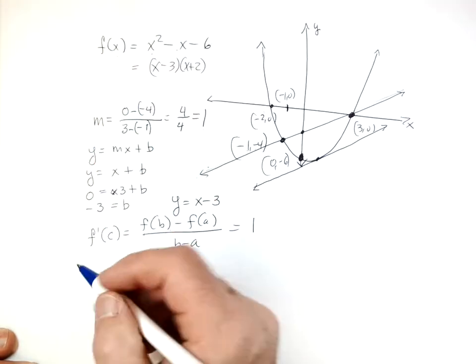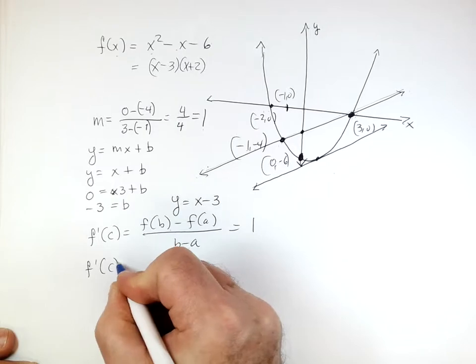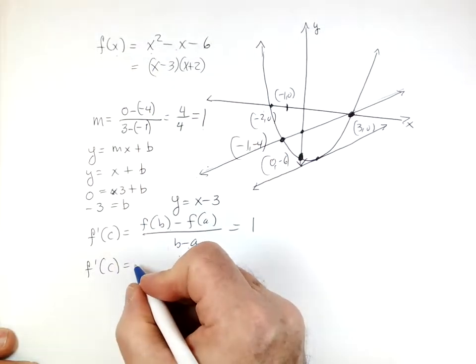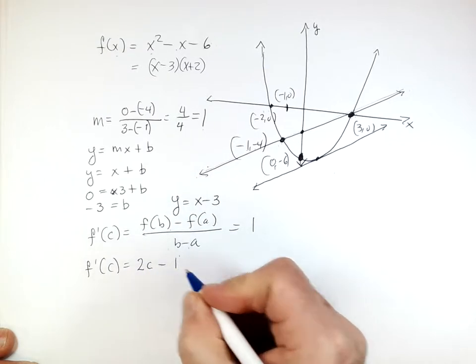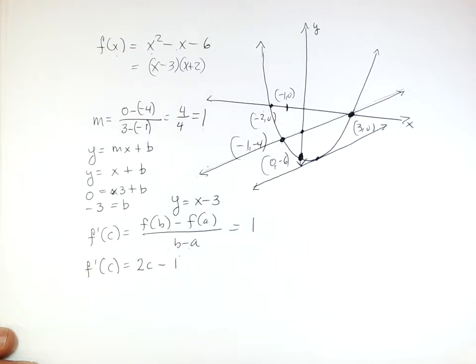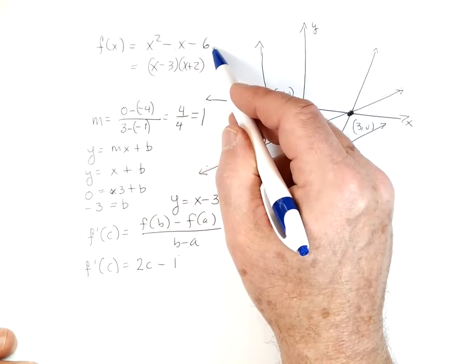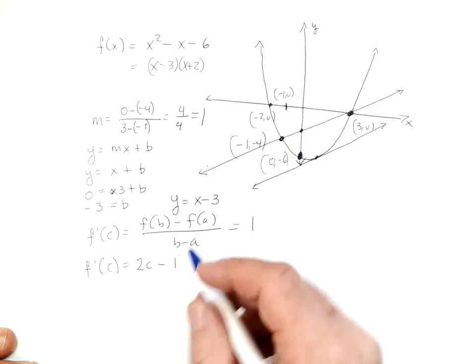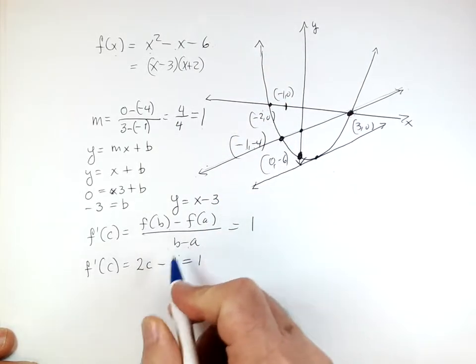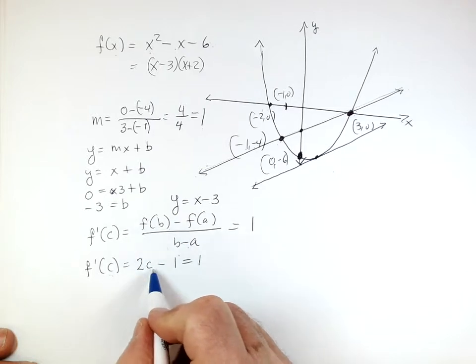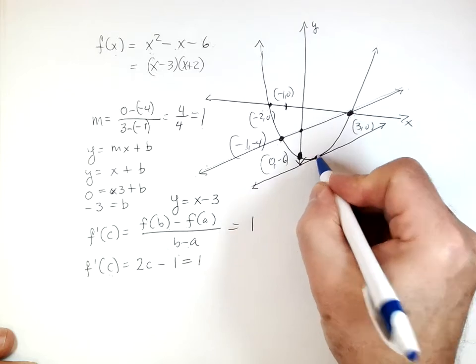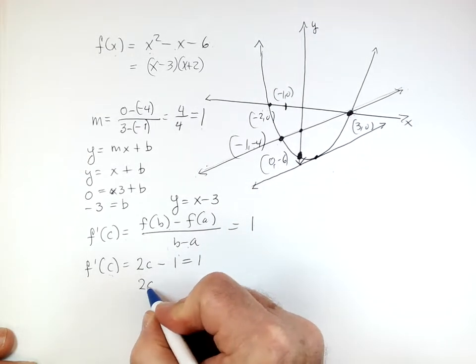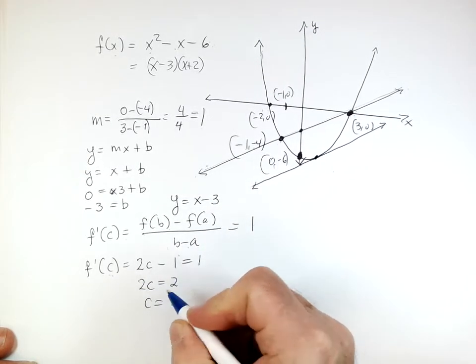The derivative of this is 2x minus 1. At c it would be 2c minus 1. Take the derivative and let x equal c. That's equal to 1. We want to find the c that makes this derivative, 2c minus 1, equal to 1. We're looking for this point right here. Solve for c. 2c equals 2, c equals 1.